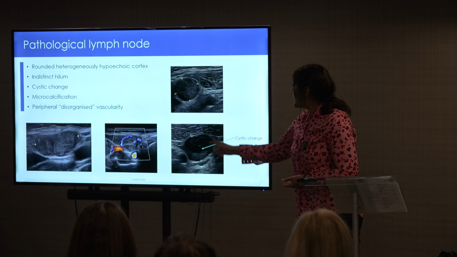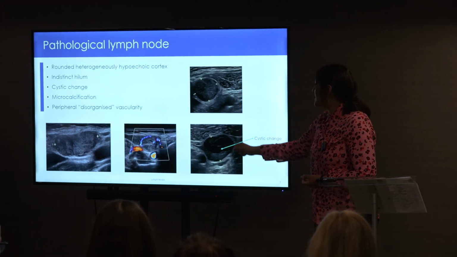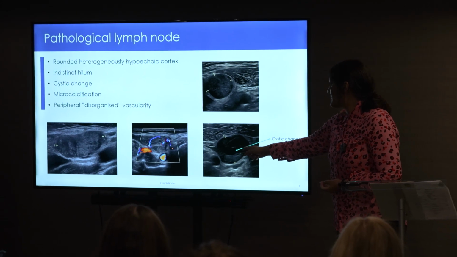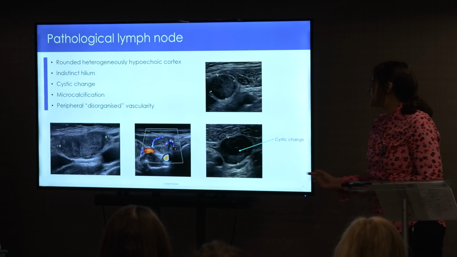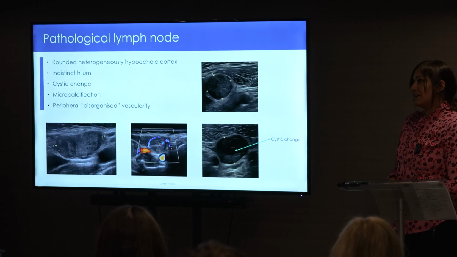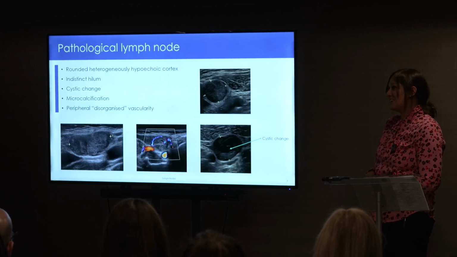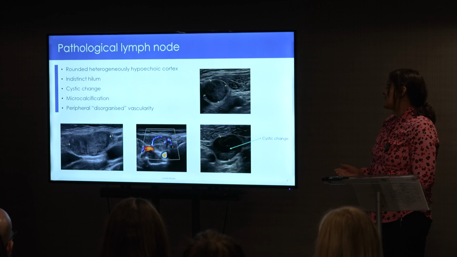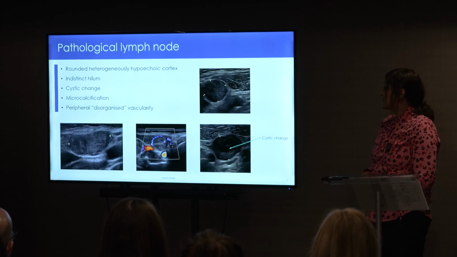So, for example, all of these have a heterogeneous cortex. You can see it's not quite hyperechoic. But in this one especially, you can see that there's actual cystic change within the cortex. And this points towards things like metastatic squamous cell carcinoma. Although, as I'm going to show you, anything can look like anything in a lymph node. The main thing is to detect that this is an abnormal lymph node and target it for FNA.